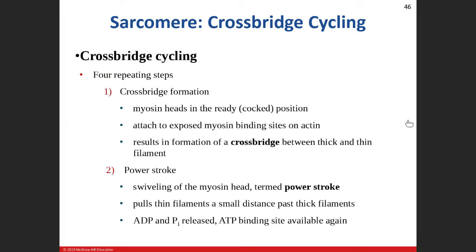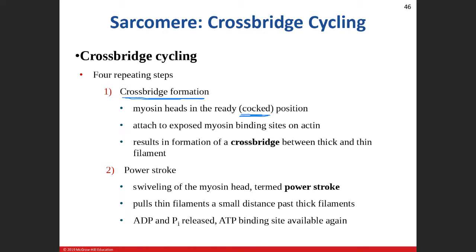The first step, and these are repeating steps if we're going to keep contracting, though obviously they won't repeat once we go into relaxation, is the actual formation of the crossbridge, meaning myosin is going to attach itself to the actin. To understand how this whole process works, first you need to understand that the myosin is in the ready position, or what we consider the cocked position.